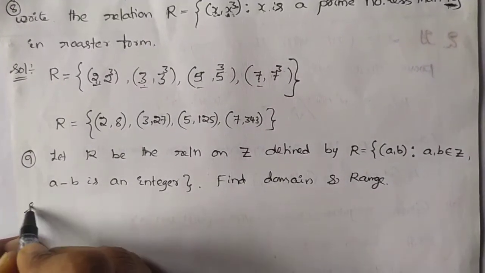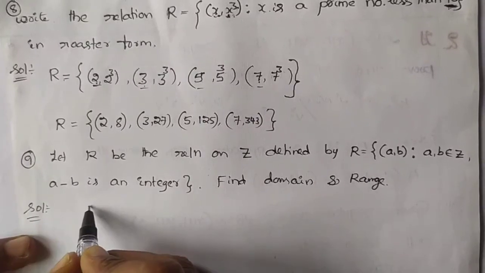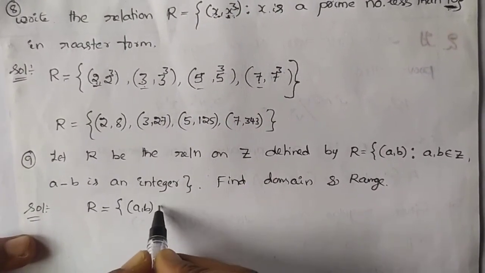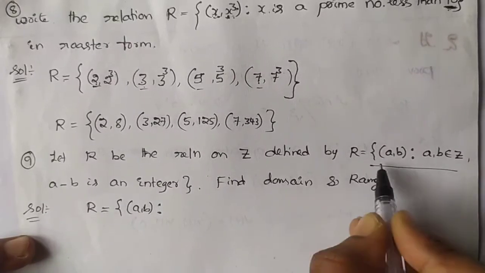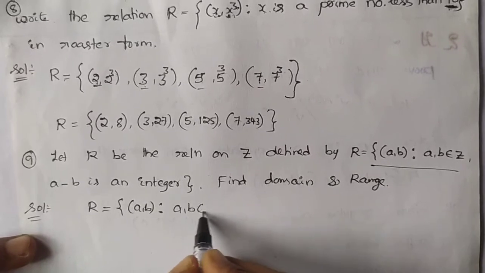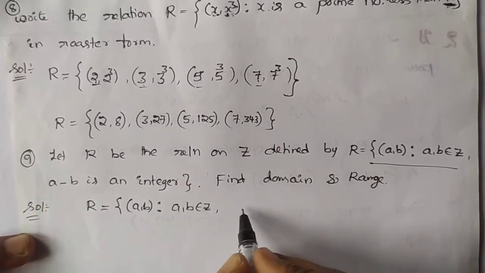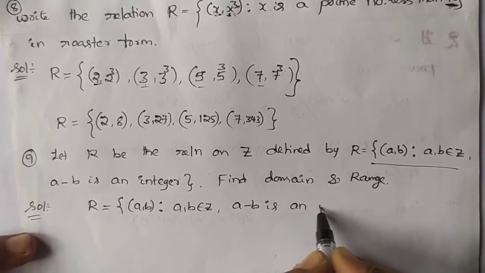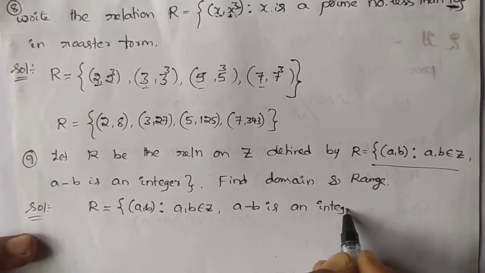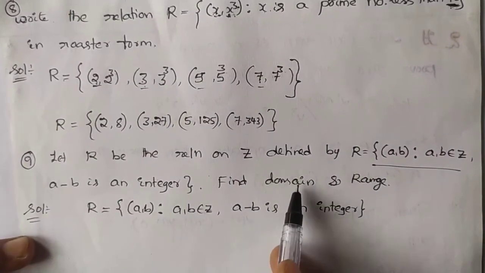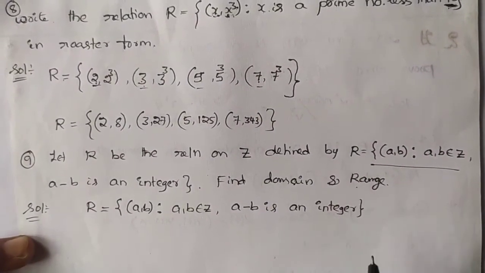Here we have the relation. First write down the given relation: R equals to ordered pair (a, b) such that a, b belongs to Z. Next, a minus b is an integer. Here the relation is given. By using this relation we have to find its domain and range.